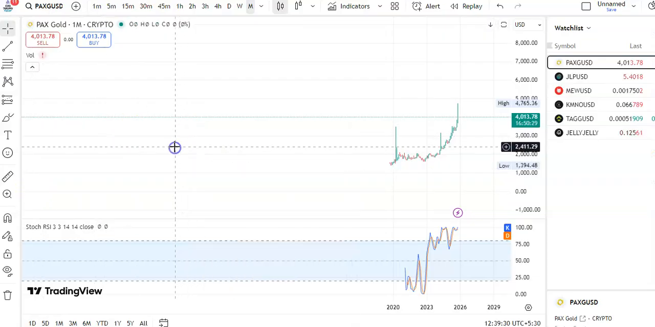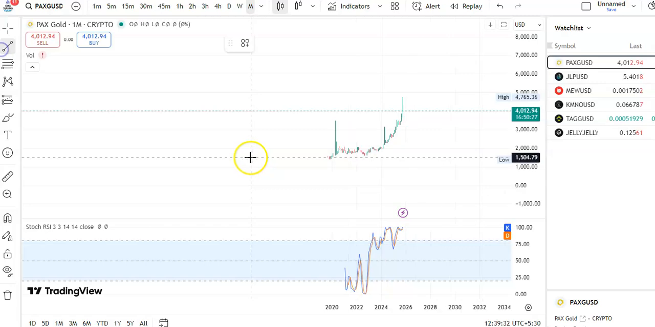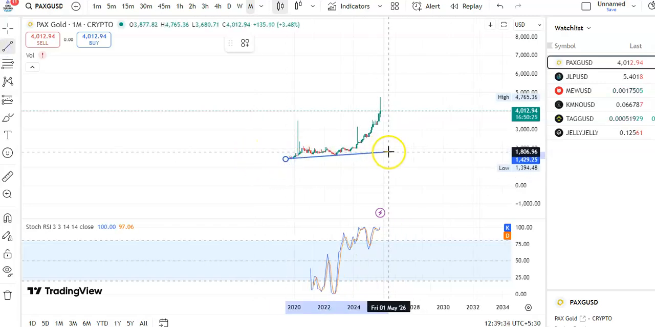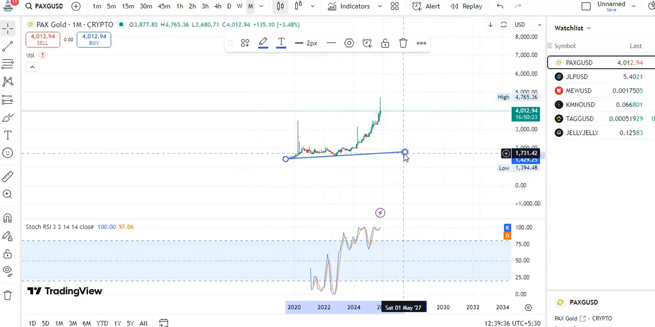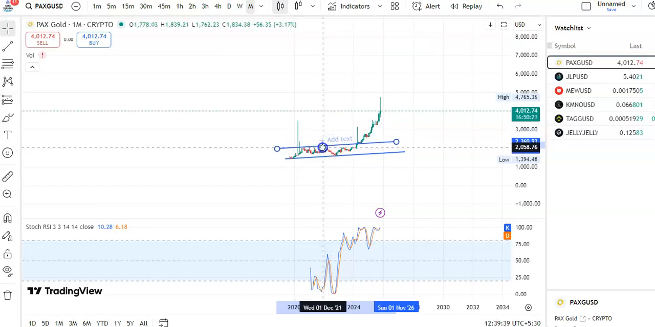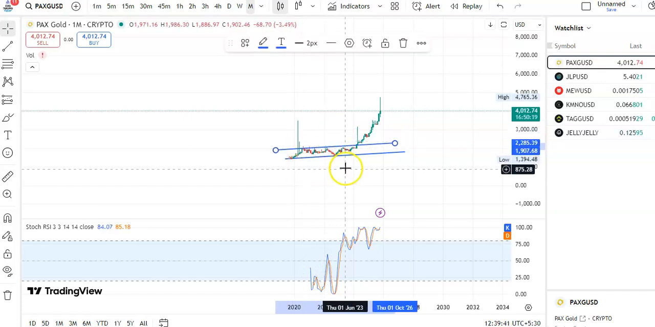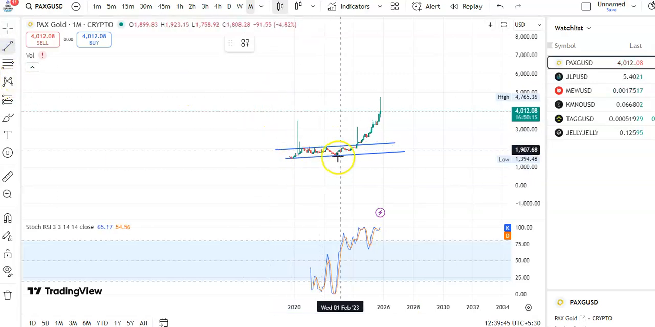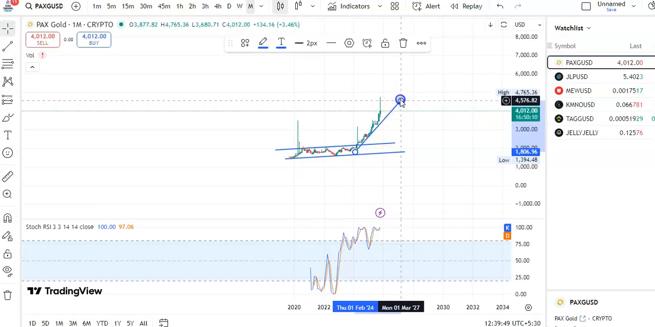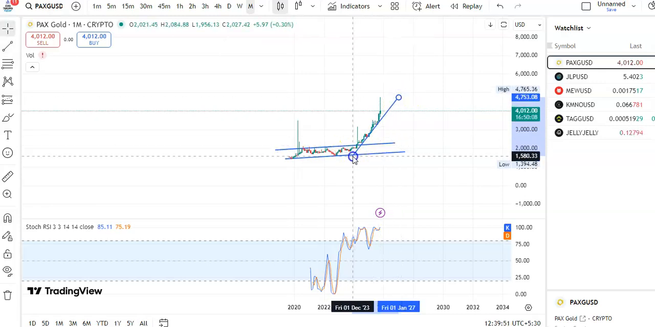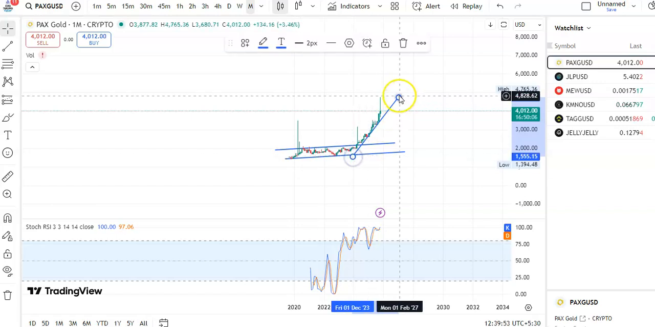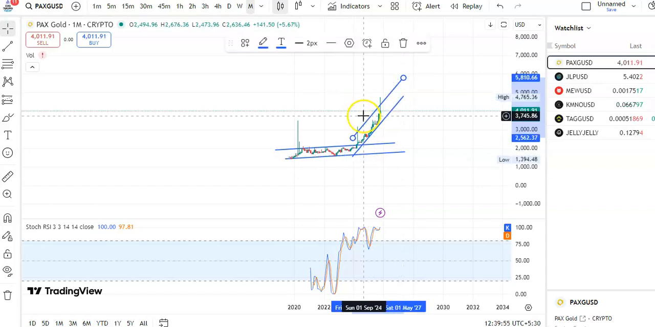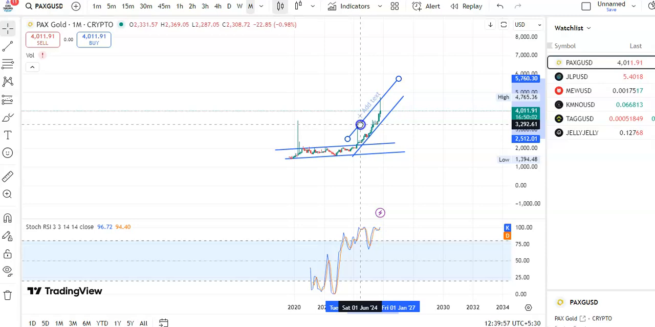So you can see that I'm in the monthly chart. Let us draw the trend line. You can see this is the support trend line, and this is the resistance trend line. Previously, candles were moving in this channel pattern, and then a breakout happened, and the candles started moving in an upward direction. So this is the support trend line, and this is the resistance trend line. Within this channel pattern the candles are moving up.